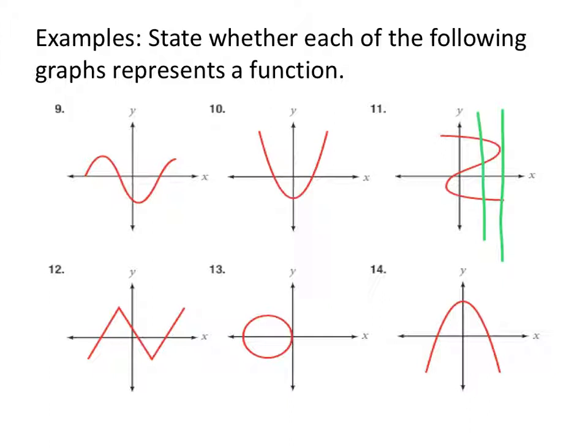Getting tongue-tied here. Number 12, vertical lines. Yep, that's a function. Number 13, nah, that's not a function. Here's a vertical line that crosses the graph twice, so that's not a function. And number 14, what do you think? Is that a function? Well, if I take any vertical line, I'm only going to hit the graph one time. So 9, 10, 12, and 14 are functions, whereas 11 and 13 are not.